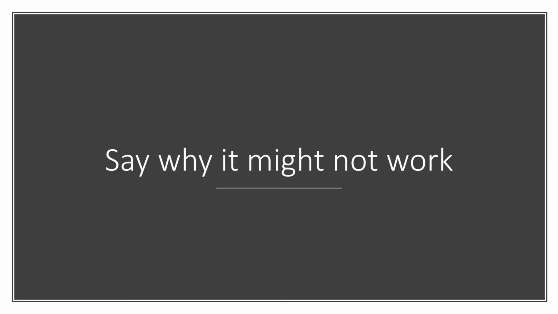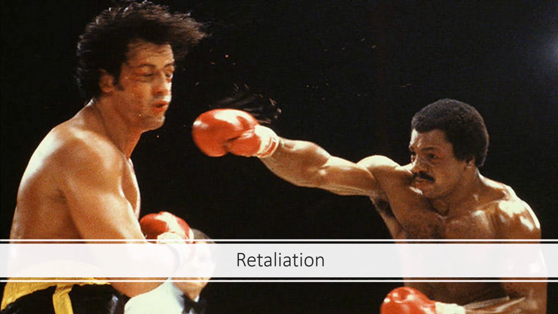Say why it might not work. So here what we're going to look at is the potential problems that a country could come across if they run a managed exchange rate that suppresses the value of their currency. The first one is retaliation. For example, China's got whacked by Trump. China has been accused by Trump of deliberately undervaluing the Chinese yuan.